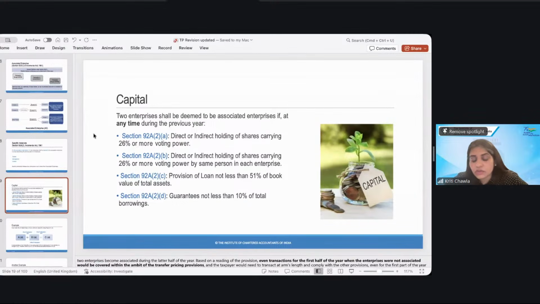Now, there are a lot of things that you have to keep in mind right here. The first thing is 26% or more voting power. So at 26% or more, 27%, 28% going forward, they will be associated to each other. Then what they're actually talking about is voting power. So what we're looking at here is equity share capital and not preference share capital. And what you have to remember is that there could be direct holding or there could be indirect holding of shares right here.